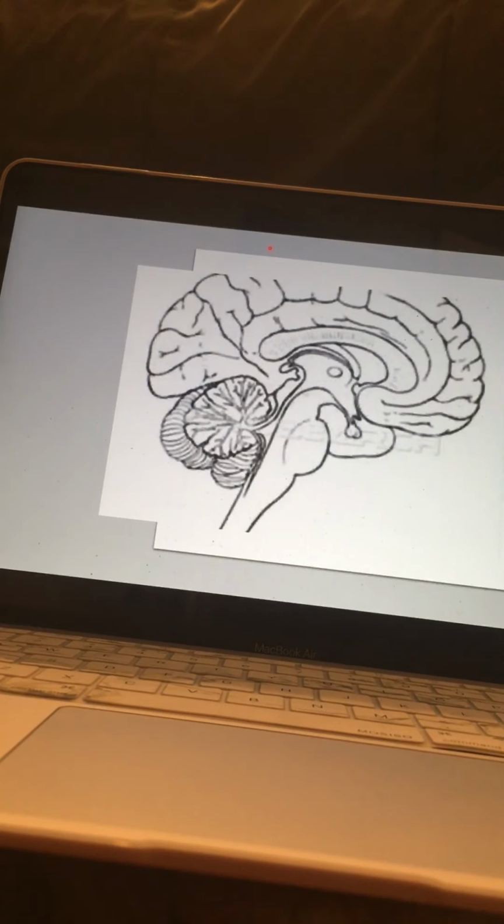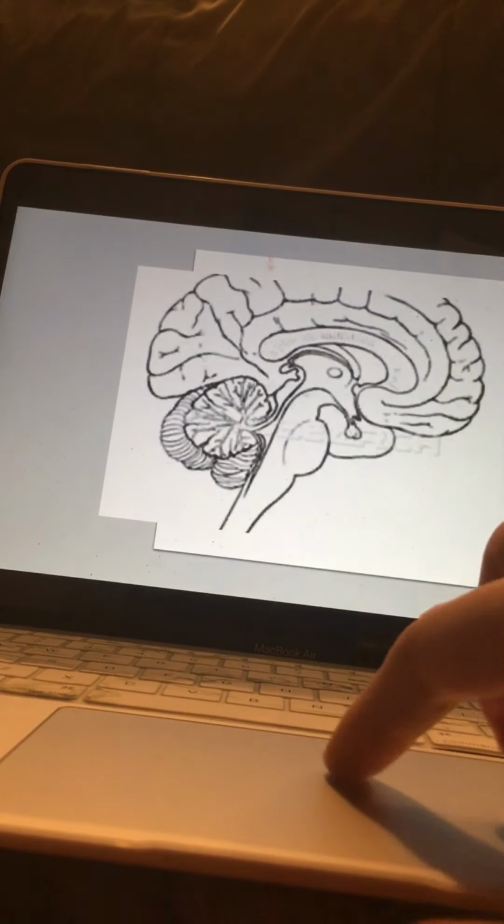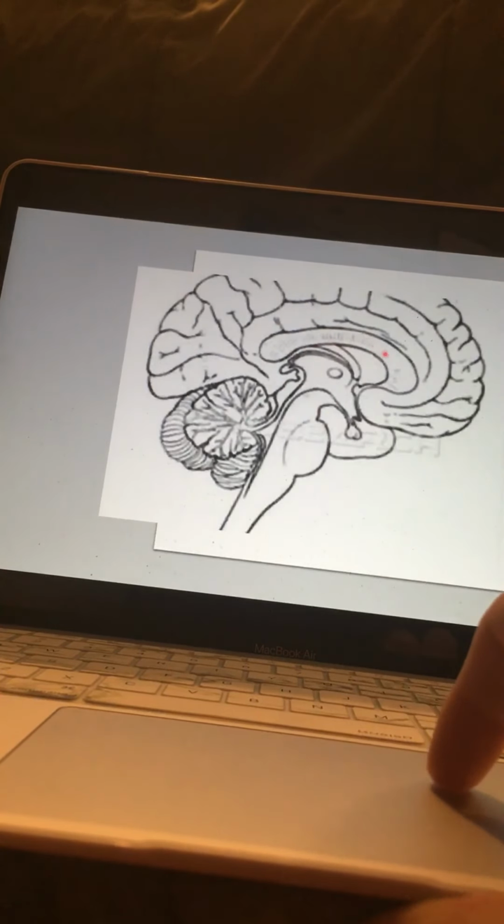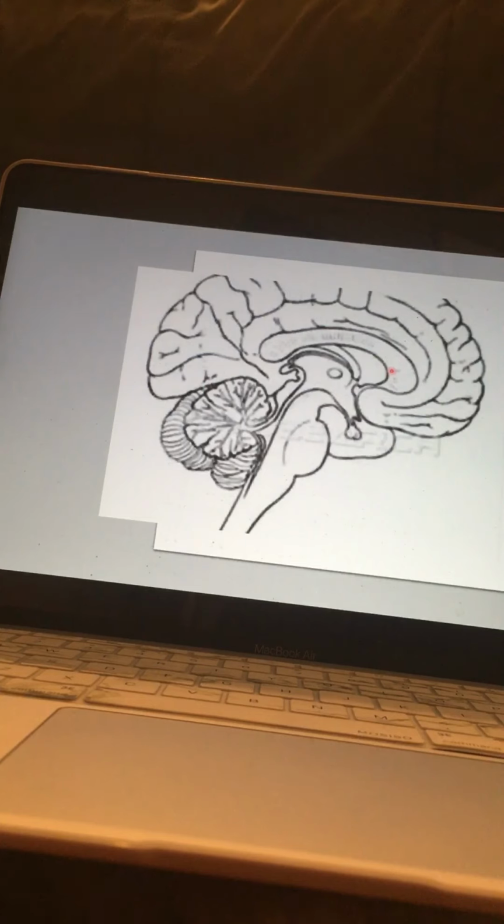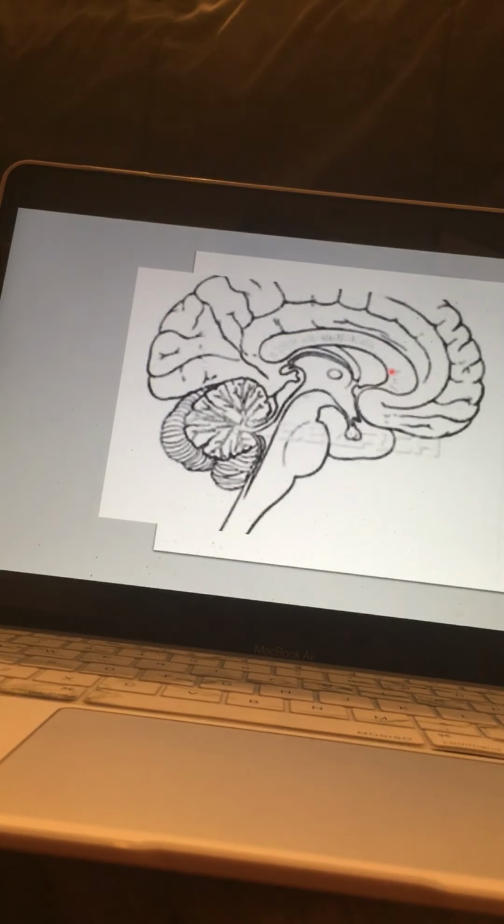This forms the superior part of the brain and contains 83% of its mass. This C-shaped curve we have in the middle right here, that is the corpus callosum. It is a thick bundle of nerves that ensures both sides of the brain can communicate and send signals to each other.